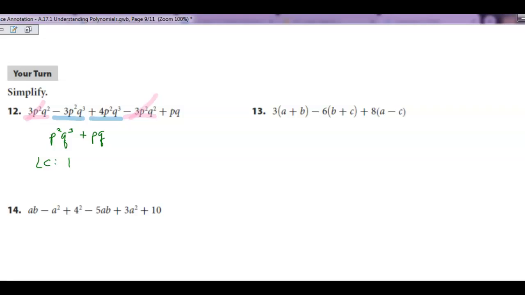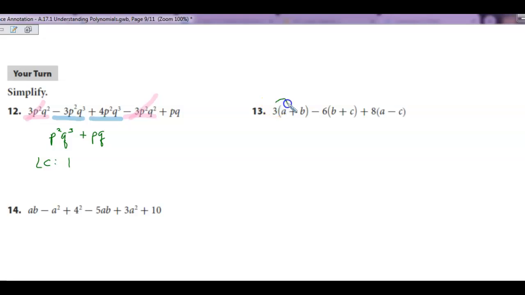Take a look at 13. This one's done a little differently, and there's two ways you could do it. You could distribute everything and then combine like terms, or you could take a look at what they're being multiplied by and see if you have a like term there. When I look at this, I see that in this parentheses I have 4 plus b, then I have b plus c, and then I have a minus c. So none of these are the same. So in this case, my best bet would be to distribute.